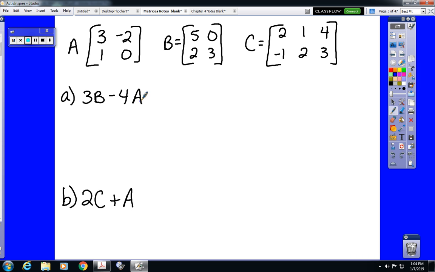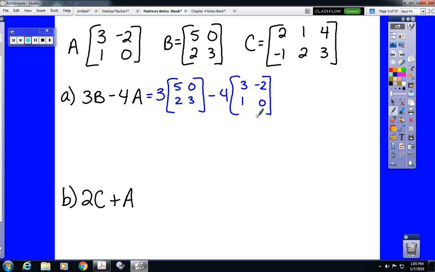So for instance, here I have 3 times B minus 4 times A. So let's write out what that's saying to do. We're doing 3 times the information in matrix B minus 4 times the information in matrix A. Order of operations says that scalar multiplication should come before addition or subtraction. PEMDAS, right? Multiplication and division are before addition and subtraction. So we're going to start off by multiplying all these numbers by 3, which would be 15, 0, 6, 9.